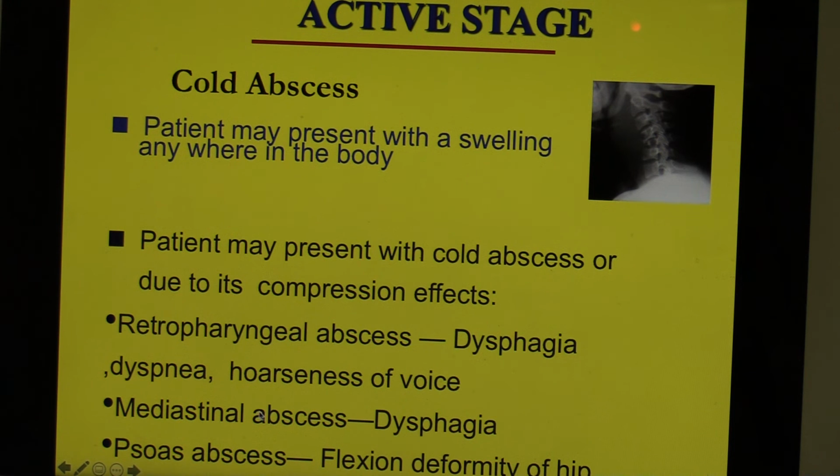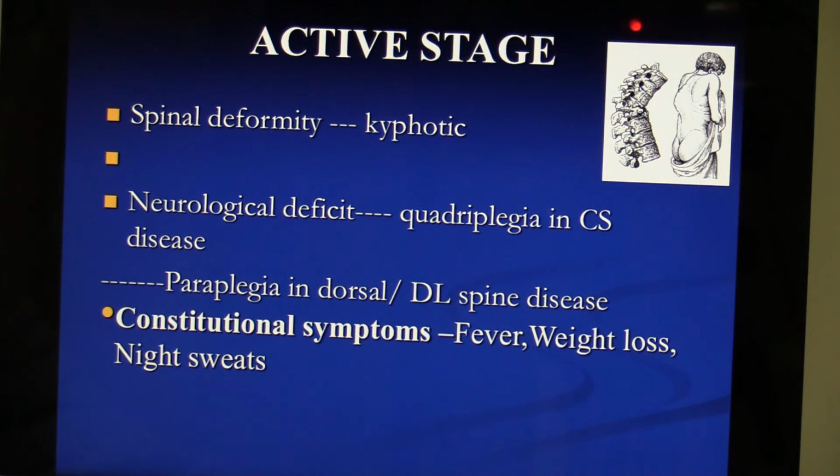If at the cervicodorsal junction, the pus may collect underneath in the upper dorsal spine in the mediastinum, and that may cause dysphagia. When it collects in the psoas muscle, the patient may experience a flexion deformity of the hip. Now, this spinal deformity generally occurs as a kyphotic deformity because the weight transmission causes loss of anterior body height in the dorsal spine, and even in the lumbar spine, first there is an obliteration of lumbar lordosis and gradually the appearance of a kyphosis.